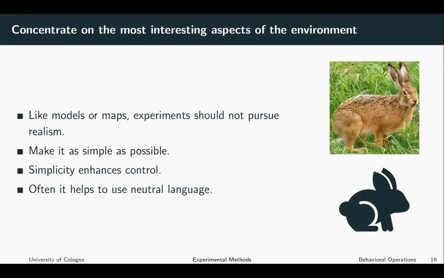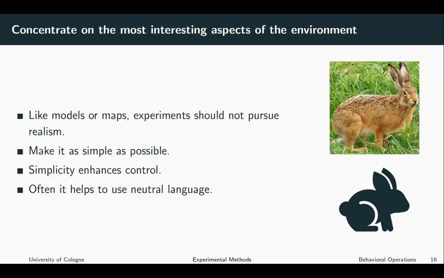When you set up a laboratory experiment, you should concentrate on the most interesting aspects of the environment. So you should abstract from unnecessary details. And there is the link to models or maps. Like models or maps, experiments should not pursue realism, but should really focus on those aspects you're most interested in. So an experiment should always be made as simple as possible.